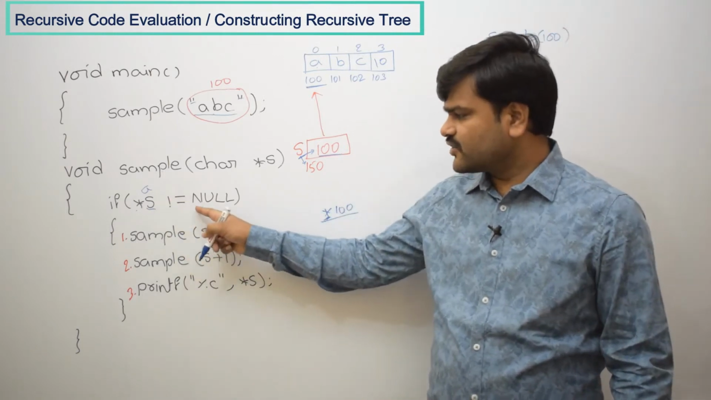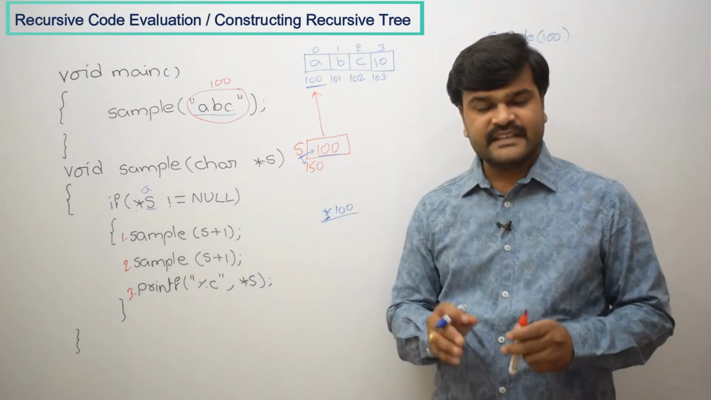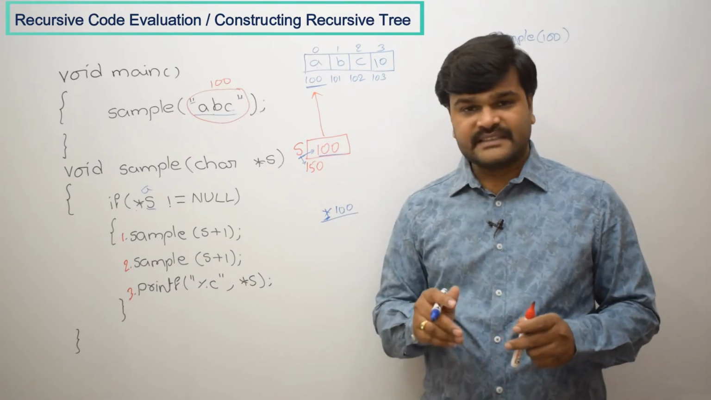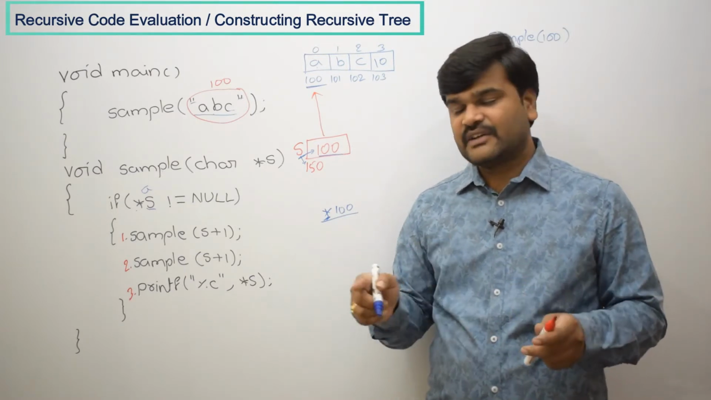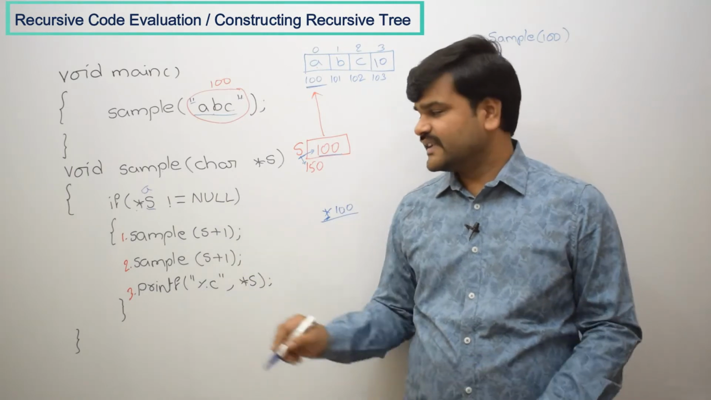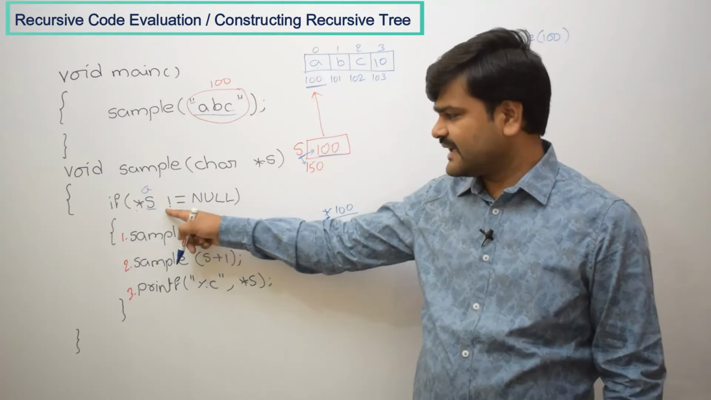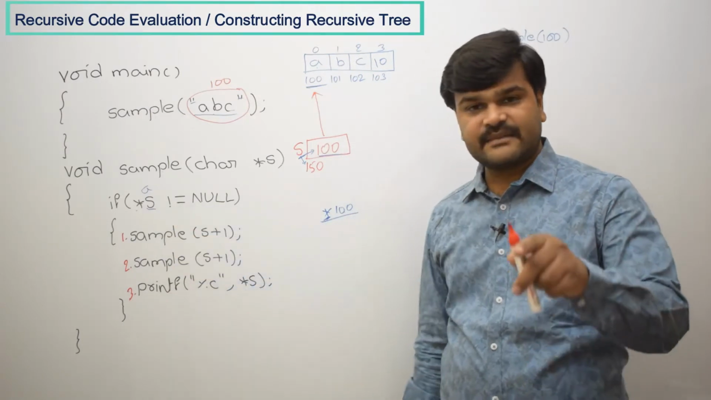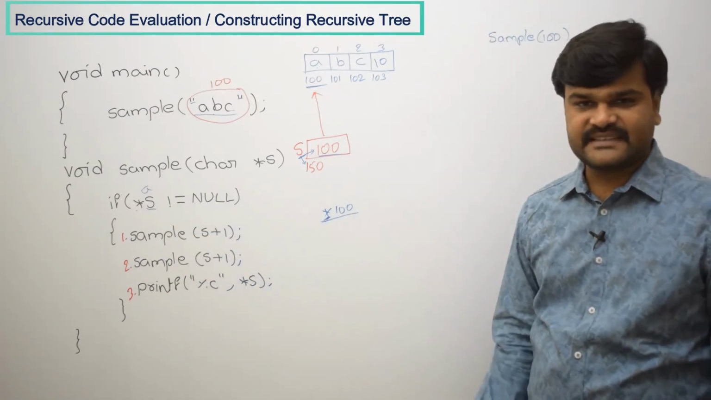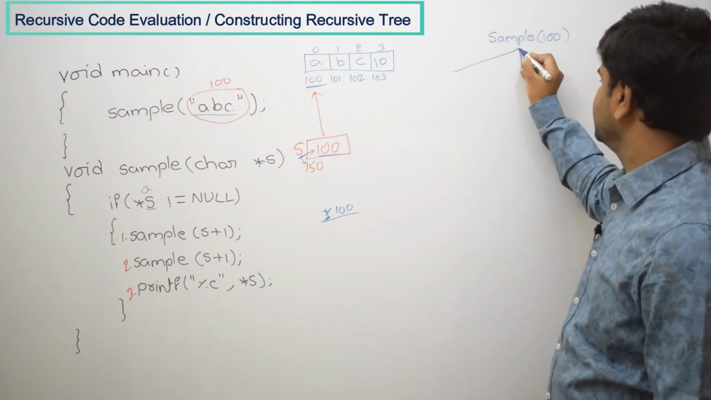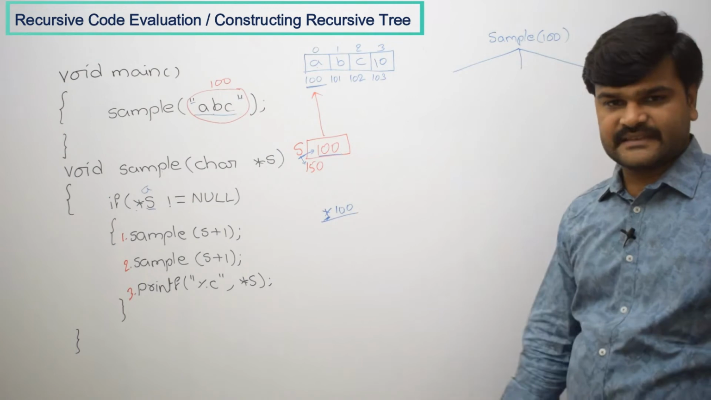A not equal to null. Is the condition true or false? Is A not equal to null? Yes, it is not equal to null, so the condition is true. So coming inside, whenever the condition is true, these three statements we have to execute sequentially. That is why we are going to take three branches here.